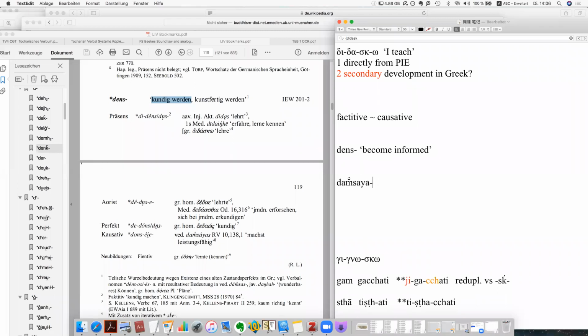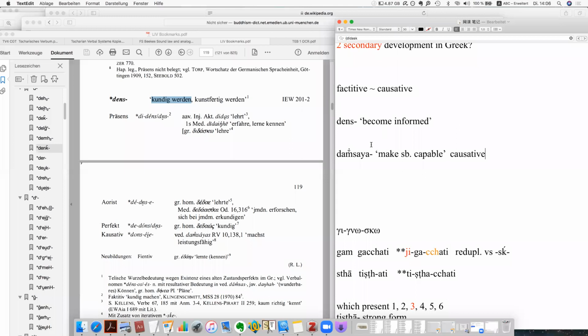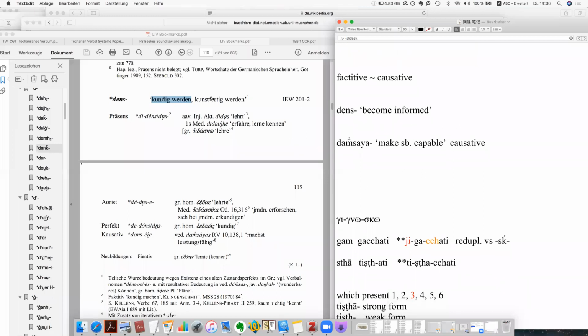Okay. Damsaya means make somebody leistungsfähig, able to do something, to perform, so you make someone capable. Yeah, you make someone capable. So this is the meaning, the causative meaning. So it is pretty sure, right? And for the Greek word, I just write the transliteration. The Greek word is called didask, right?